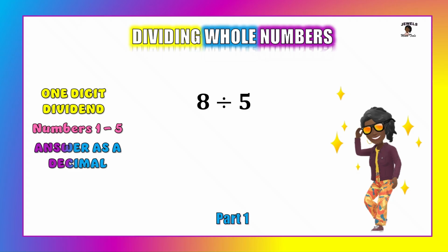In this session, we are calculating the quotient of our numbers when we have a single-digit dividend and we're leaving our answer in its decimal form. And if you're ready to see how this is done, let's get started.